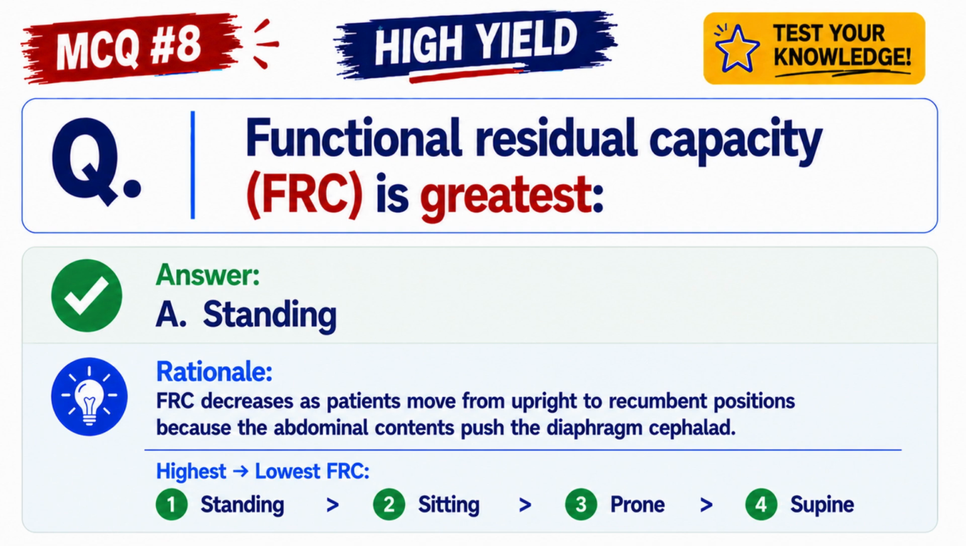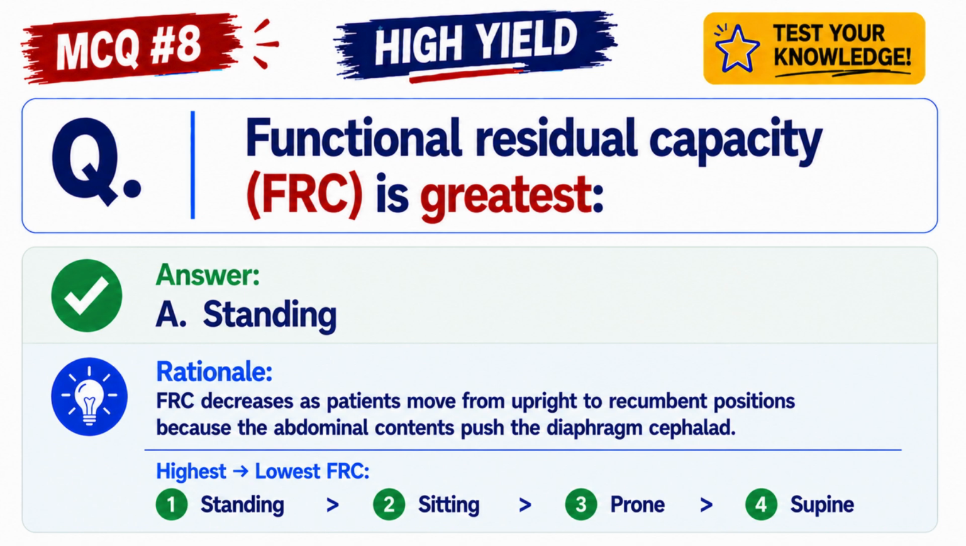As you move from upright to recumbent, the abdominal contents can no longer fall away from the diaphragm. They press against it from below, pushing it cephalad, reducing thoracic volume, reducing FRC. The hierarchy from highest to lowest FRC: standing, highest; sitting, slightly less; prone, further reduced; supine, lowest. In the supine position, FRC is approximately 500 to 800 milliliters less than in the standing position.